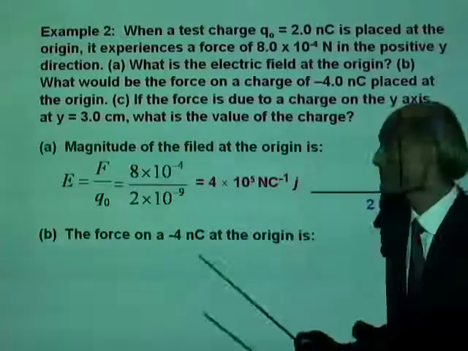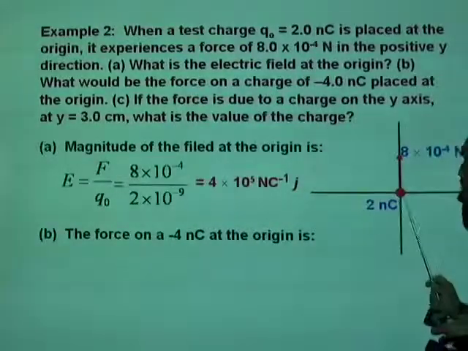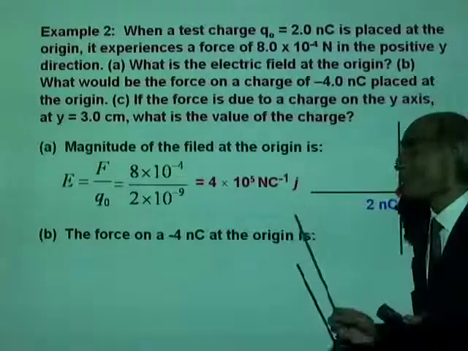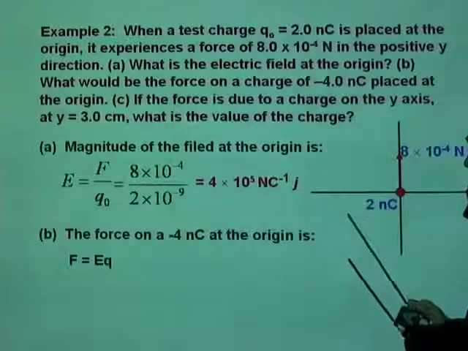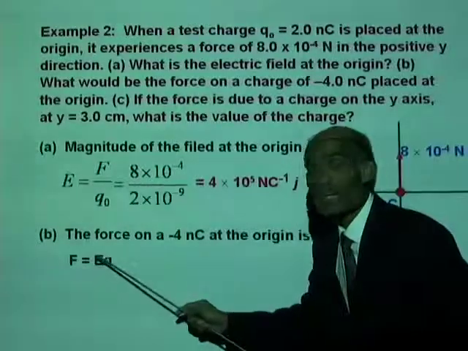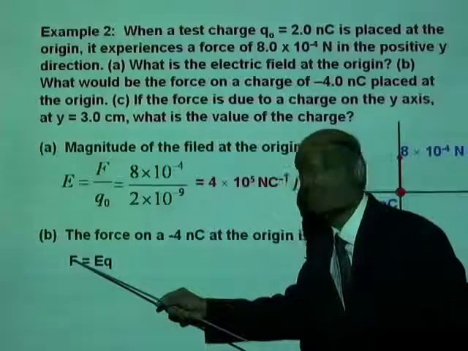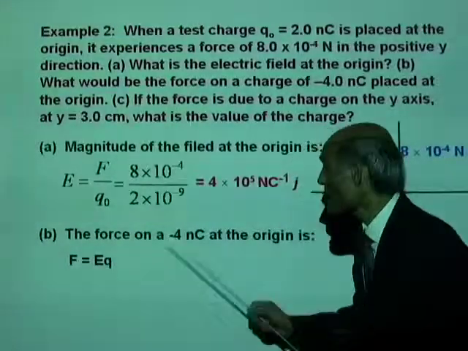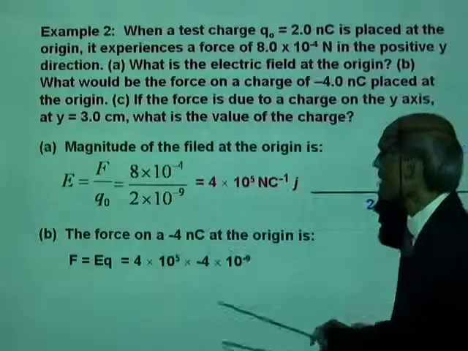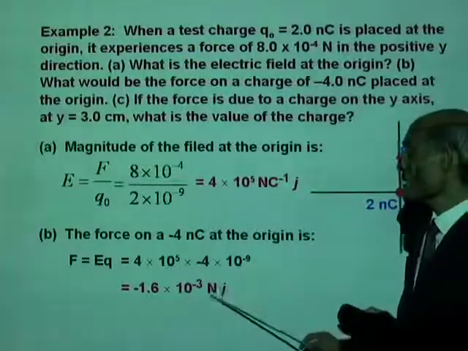Newton per coulomb. Now, if you place a negative 4 nanocoulomb at the origin, you remove this 2 nanocoulomb and place a negative 4 nanocoulomb at the origin, what will be the force that it will experience? Well, F equal to E times Q, is that right? Force experienced by a charge is E, the force per unit charge, multiplied by the charge. So force experienced by a charge will be E multiplied by Q. E is this, that is 4 times 10 to the 5 times negative 4 times 10 to the negative 9, and that is negative 1.6 times 10 to the negative 3 Newton.